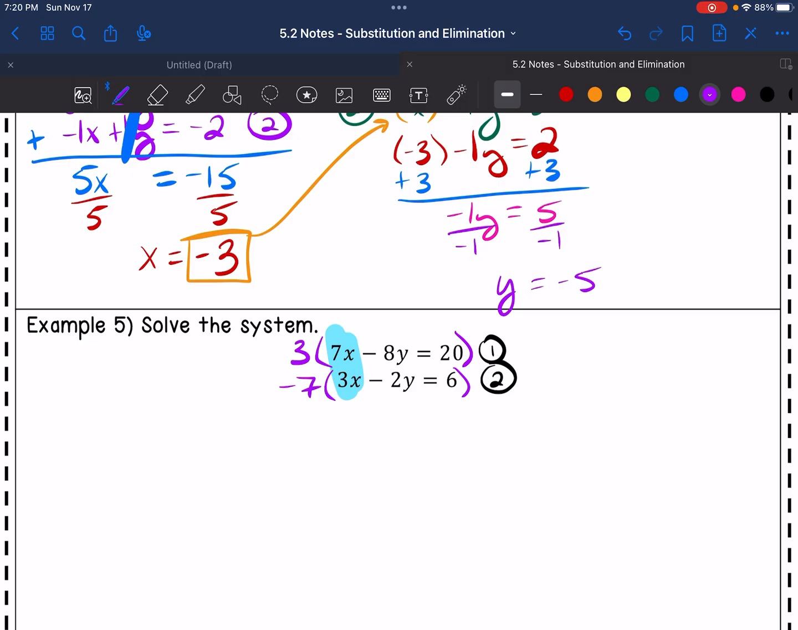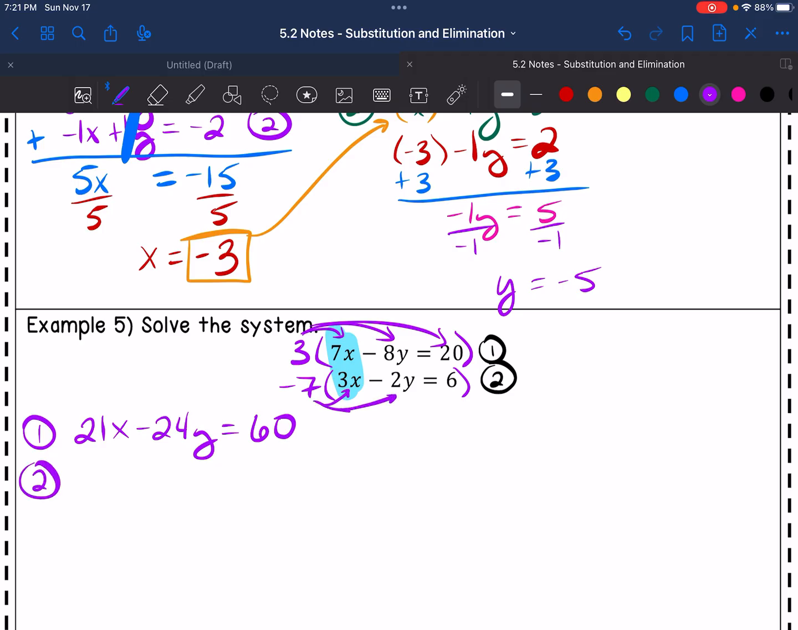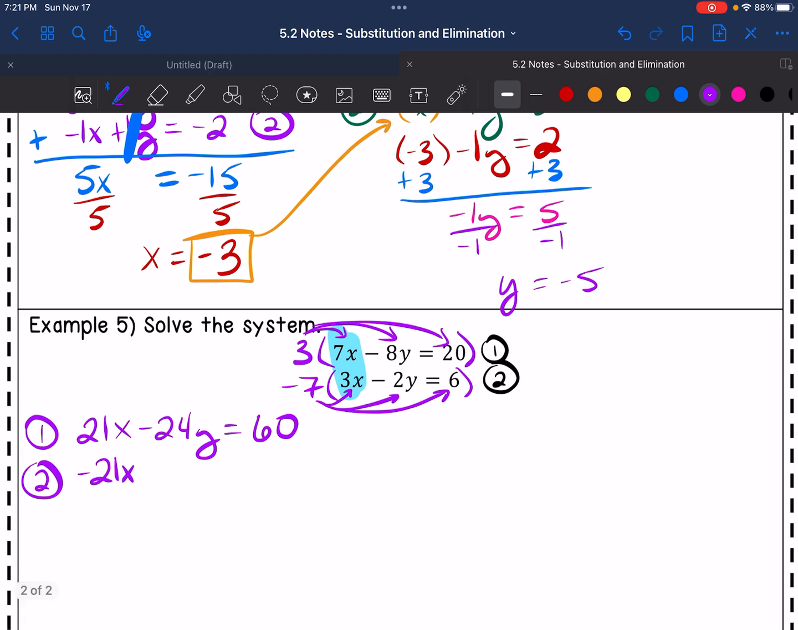Alright, so my equation 1, I'm going to multiply everything by positive 3. So I get 21x minus 24y equals 60. My equation 2, I'm multiplying everything by -7. So I've got -21x plus 14y equals -42. Okay, so notice x's are the same but opposite, so I'm ready to add my two equations together.